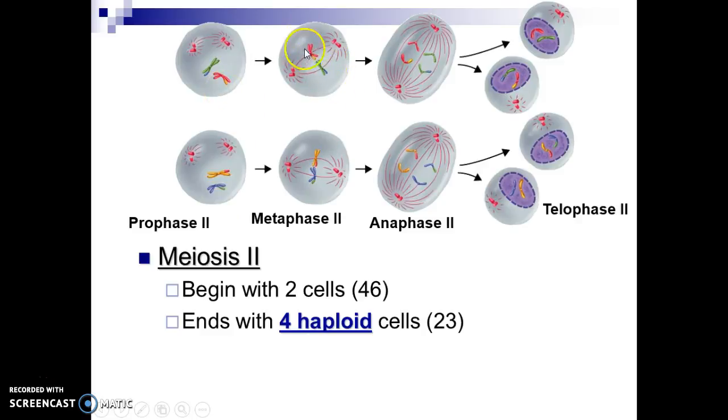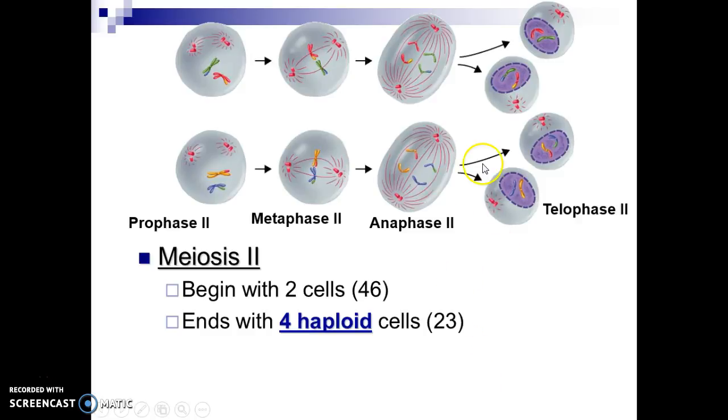Here's a good example of these chromosomes lining up single file. So they're lining up single file in metaphase 2, just like mitosis. And when they split up in anaphase 2, they also are sister chromatids being pulled apart, just like in mitosis. The end product is 1, 2, 3, 4 haploid, unique gametes, whereas in mitosis, the end product was 2 identical diploid daughter cells.